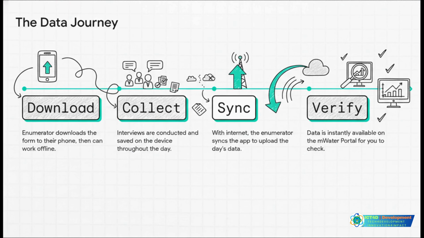The enumerator syncs their phone when they have internet, which downloads the form. And here's the magic part. They can then work completely offline all day long, collecting data. No signal needed. Then, when they get back to a connection, they just hit sync again and whoosh, all that data flies back to the server.